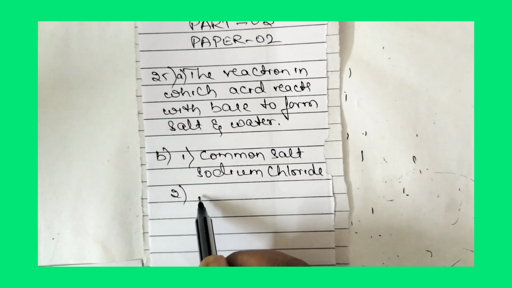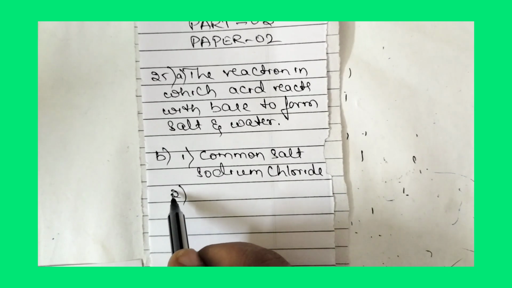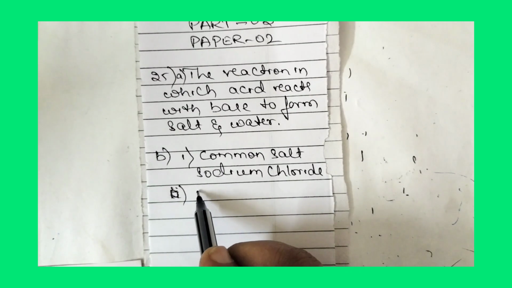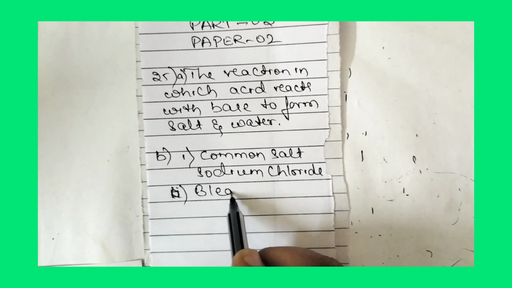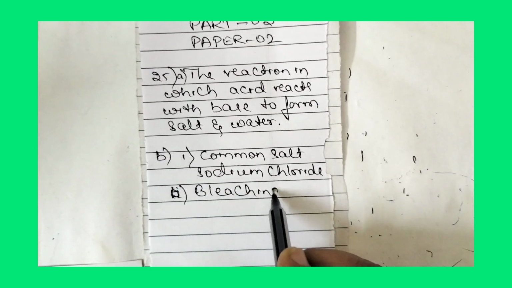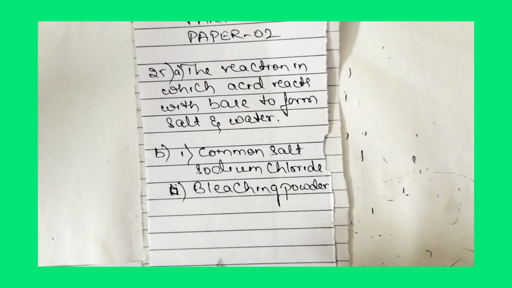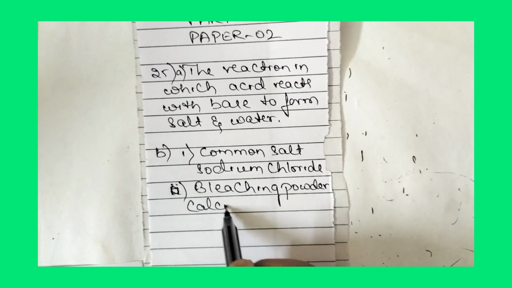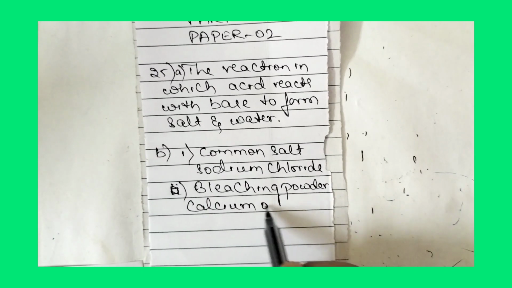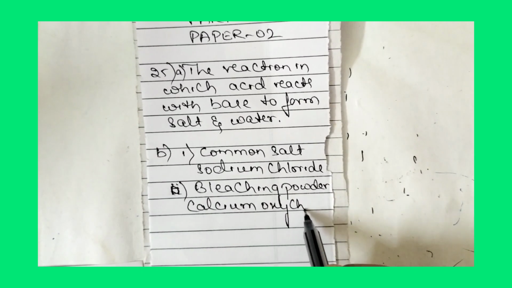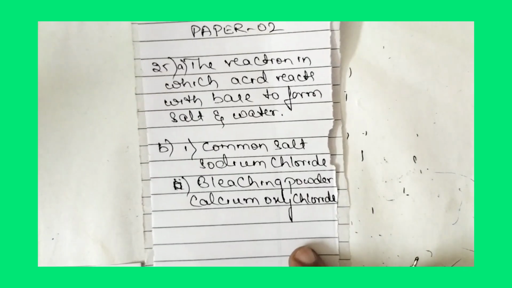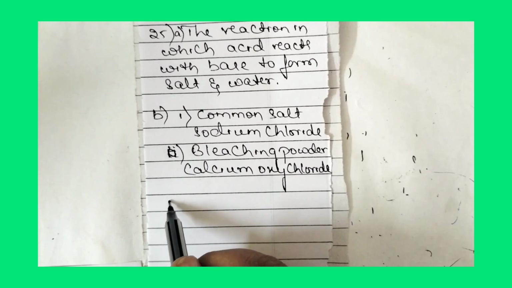Then the second one is bleaching powder. So what is the chemical name of bleaching powder? The chemical name of bleaching powder is calcium oxychloride. So calcium oxychloride is the chemical name of bleaching powder.